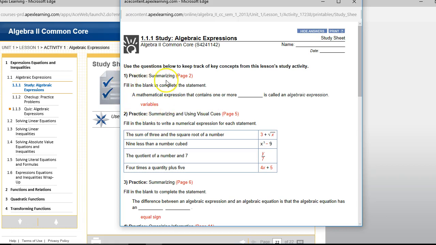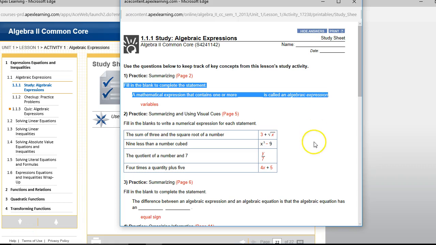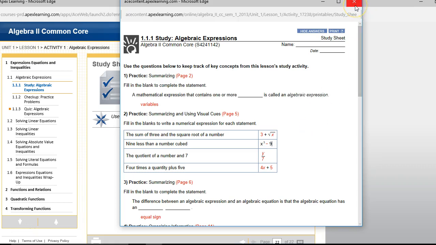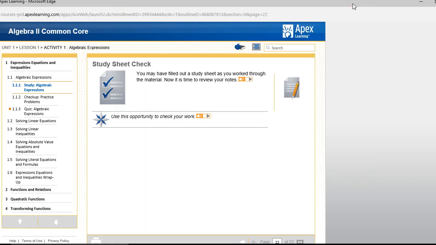So notice on this, not only does it give you the answer, but it gives the resource that, oh, page 2, I'm going to go back to page 2 because I didn't see that the first time I went through. And I want to make sure that I can lay my eyes on the answer to this. And so you go back and you make sure you're completely solid on all of that information. After you are done checking your answers on the study sheet, then you go into your checkup.